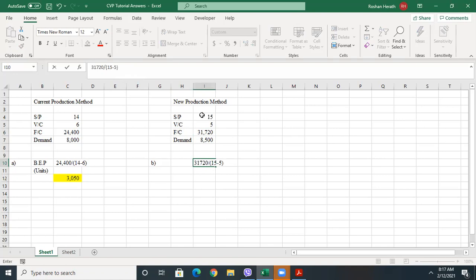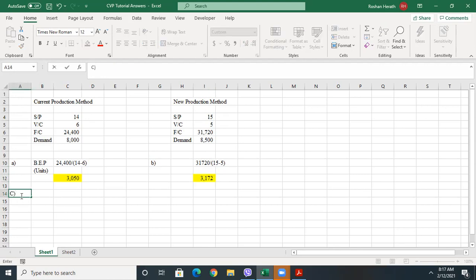the contribution is the selling price 15 minus the new variable cost 5, so consequently it's 10. Hence, if you take that 31,720 divided by 10, yes, you are perfectly correct. It's 3,172. So that is the answer to B.